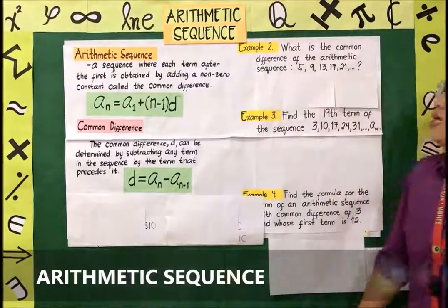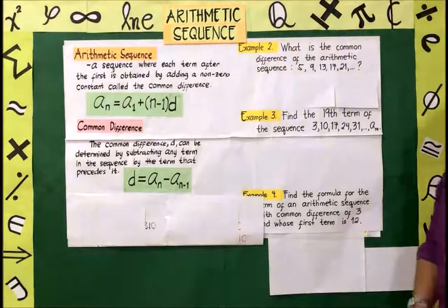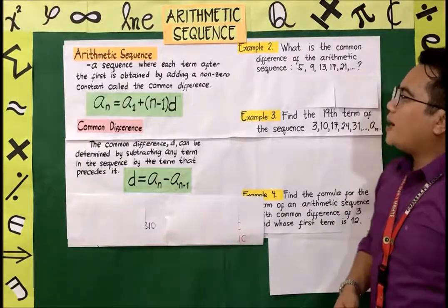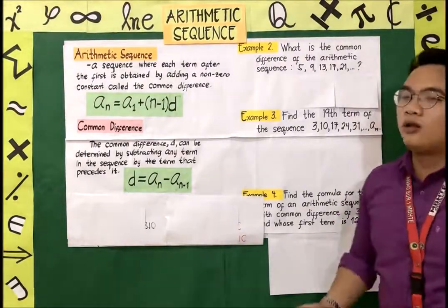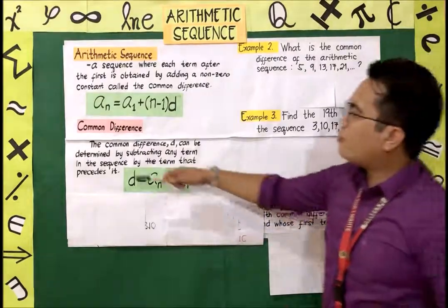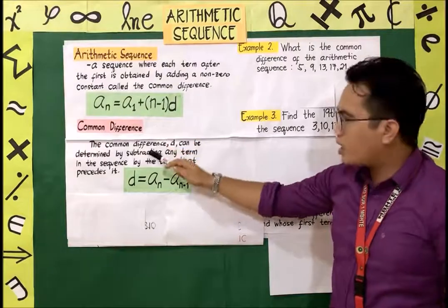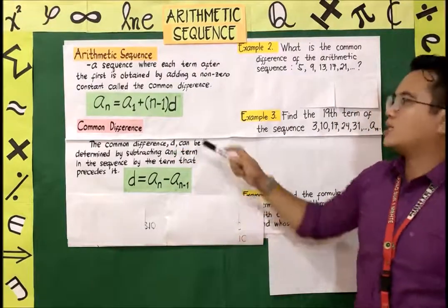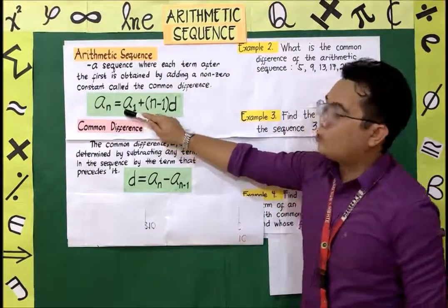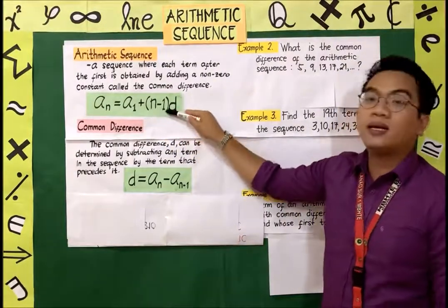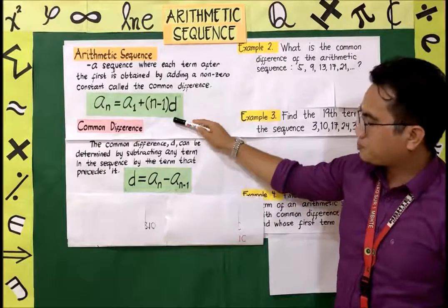Let's proceed to the arithmetic sequence. A sequence where each term after the first is obtained by adding a non-zero constant called the common difference. So we have the formula here for the nth term of the arithmetic sequence: a sub n is equal to a sub 1 plus the product of n minus 1 and d.